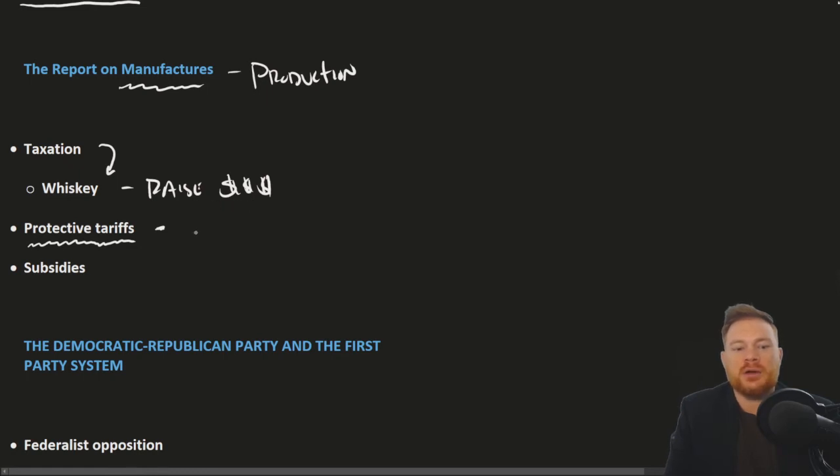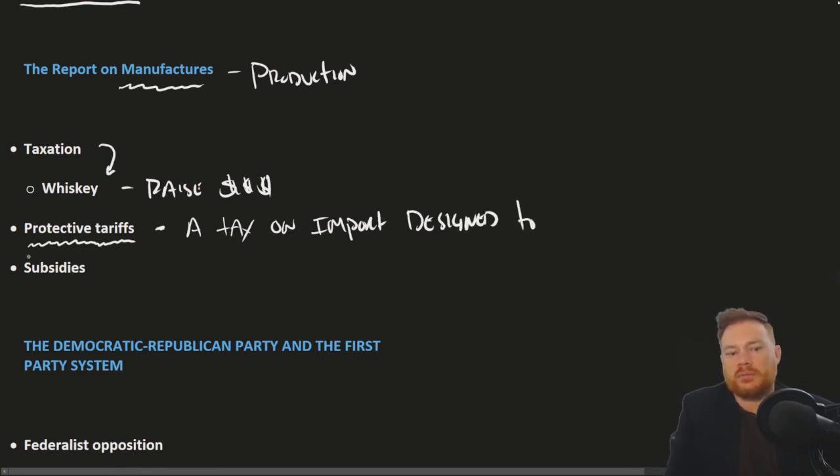So a protective tariff is a tax that not only raised money, it's a tax on imports, but really the design, designed to protect, it's right there in the word, we'll just say promote U.S. industry.